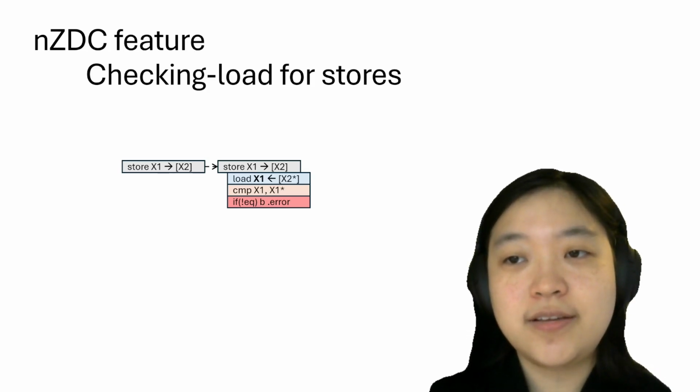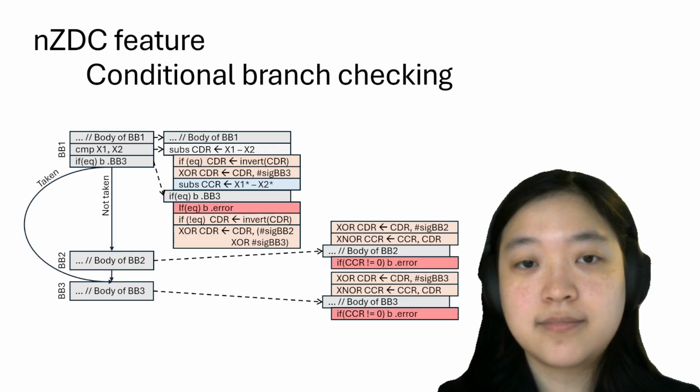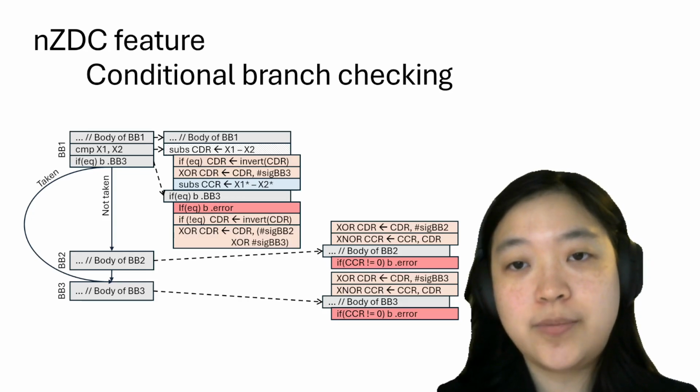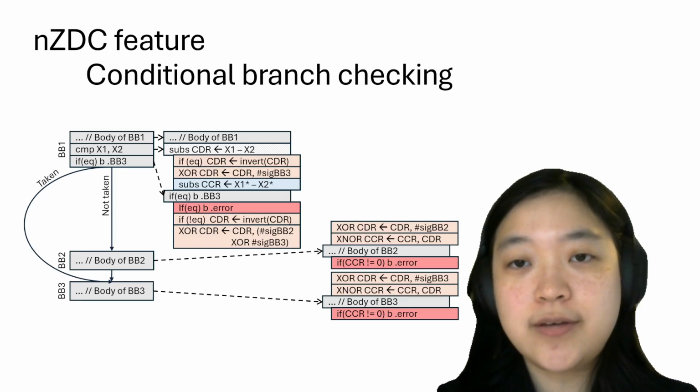With this checking load, nZDC is also able to detect errors that happen in the store queue, for example, which was impossible with prior techniques. The last distinct feature of nZDC I'm going to talk about is checking for conditional branches. nZDC is capable of checking for errors in both the branch direction as well as branch target of conditional branches.